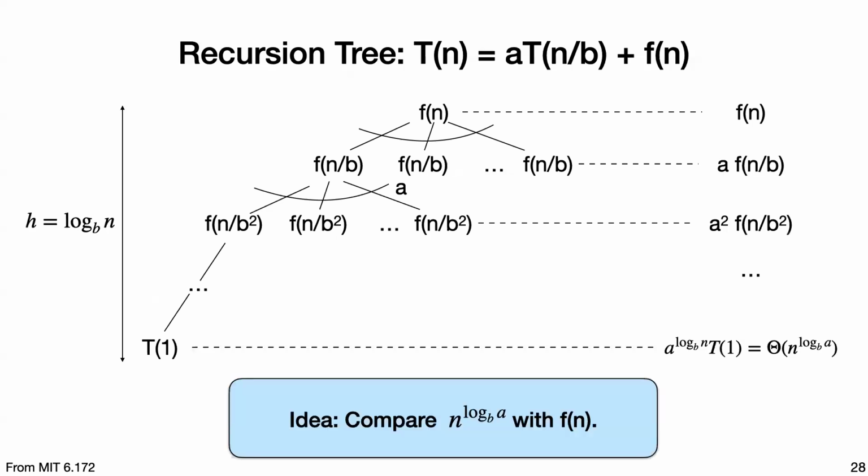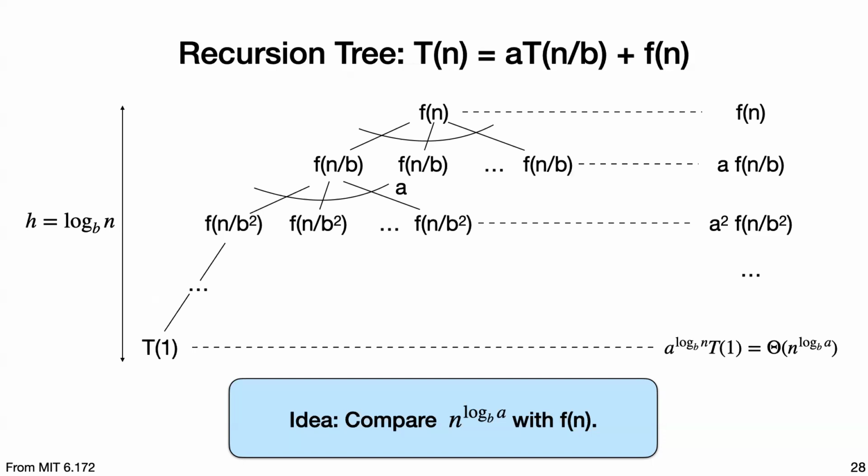The height of this thing is log base b of n, because we started with n, we cut into b parts every time, and so the number of cuts that we have to do to get to 1 is log base b of n. The number of problems at every level multiplies by a every time, because we have a fan out.